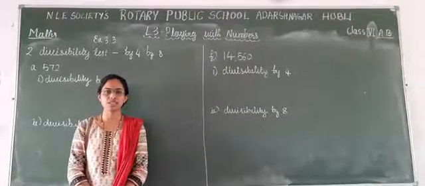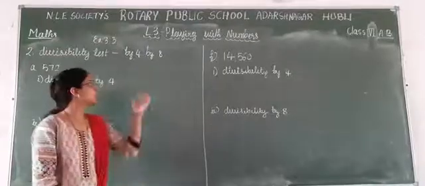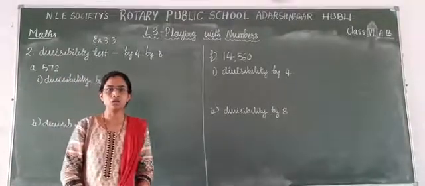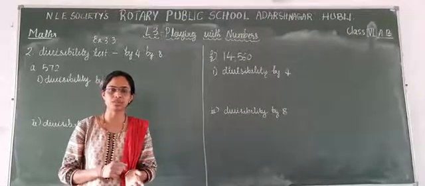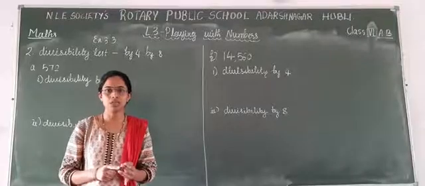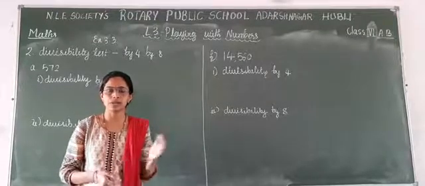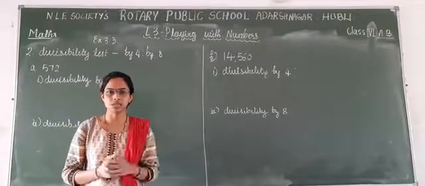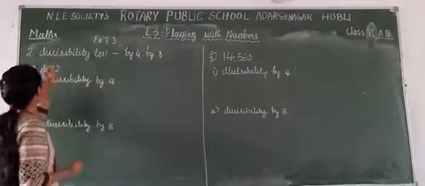In the previous session we learned divisibility tests. Based on that, let us solve exercise 3.3. First question, we have to check the given set of numbers, whether they are divisible by 2, 3, 4, 5, 6, 8, 9, 10 and 11. You practice the divisibility test and solve the first table. It will be given in the classwork. So let's move to the second question.